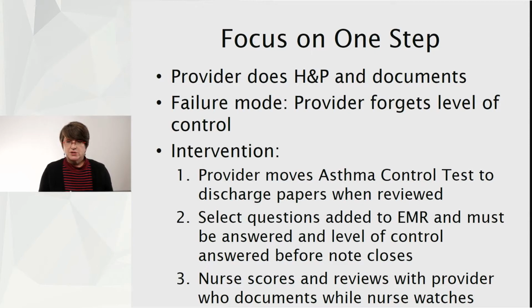You can select questions from the asthma control test, add them to the EMR, and then they must be answered, and the level of control must be answered before the note can be closed. Most of our EMRs don't work that way. So another practice had an idea that the nurse would score and review the asthma control test with the provider, and then the nurse would stand there until the provider said, okay, I've documented it. And that might be a strategy that helps at the beginning of improvement, and you'll need to be a little more creative as your process becomes the norm in your practice.